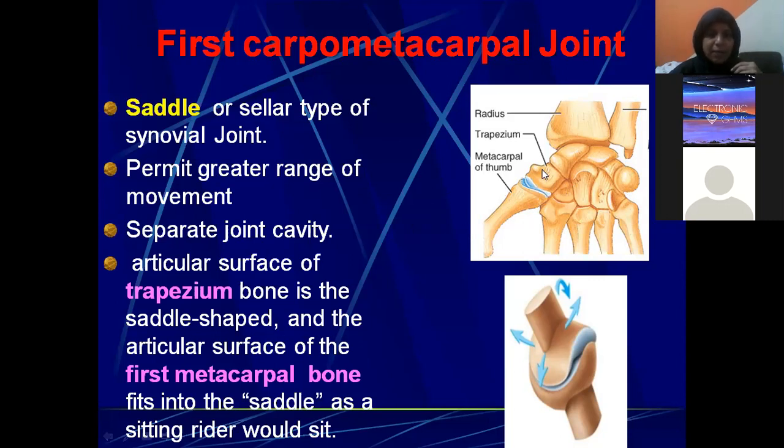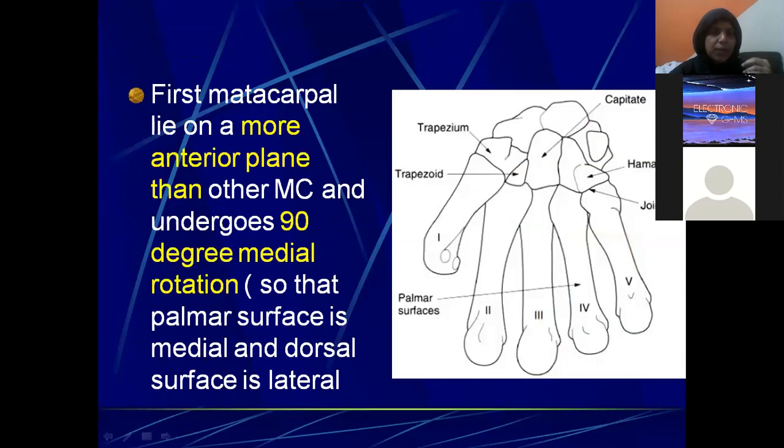Okay, the articular surfaces are which bones? Proximally we find the trapezium, which shows a saddle shape, and the articular surface of the first metacarpal bone. This one, the two blue areas. So this is the first carpometacarpal joint. Between the trapezium and the base of the first metacarpal bone, you will see the first carpometacarpal joint.